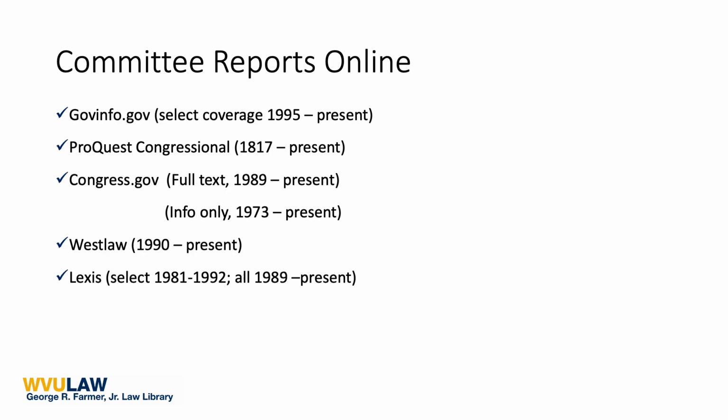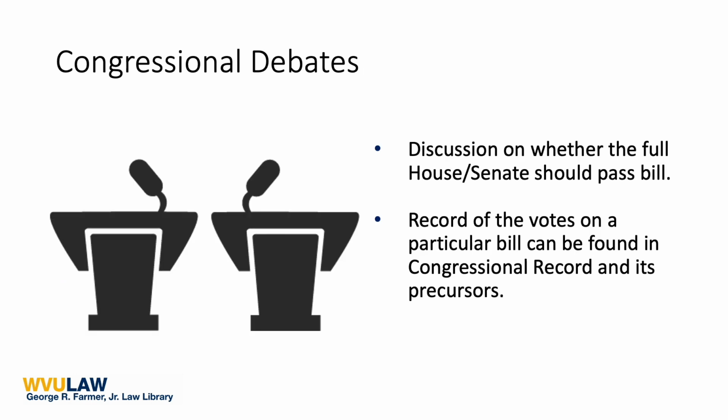Committee reports may be found at congress.gov, govinfo.gov, on ProQuest Congressional, Westlaw, and Lexis. Floor debates on a pending bill may occur at almost any stage in the legislative process, but typically take place after a bill is reported out of committee. Amendments may be proposed, discussed, accepted, or defeated, arguments for or against passage are made, and explanations of some unclear or controversial provisions are offered.